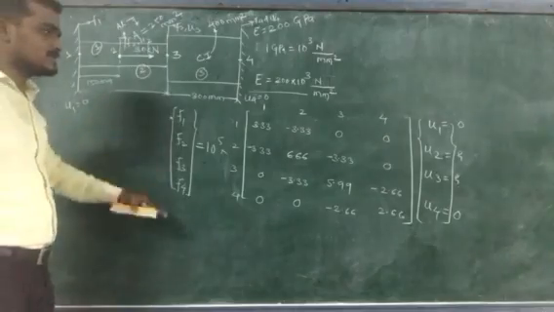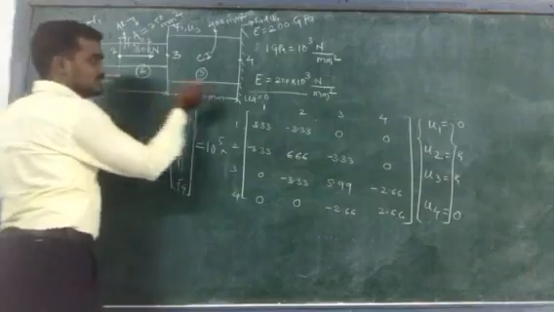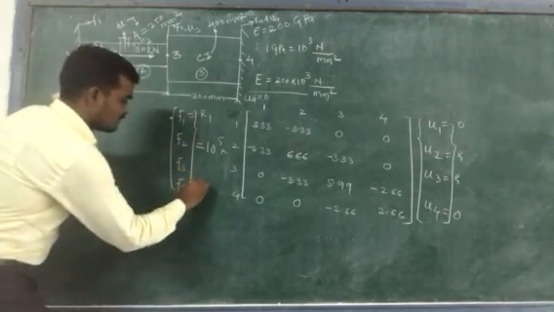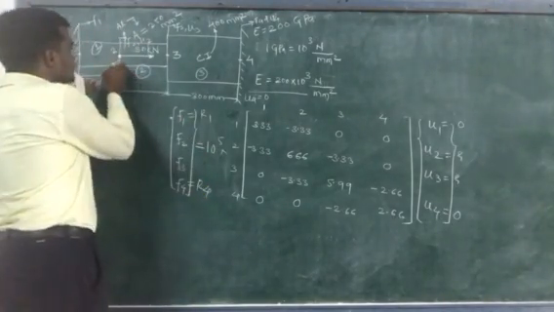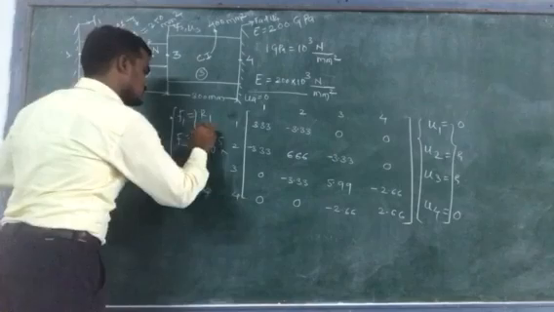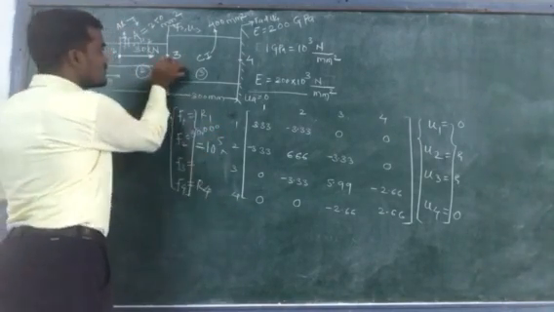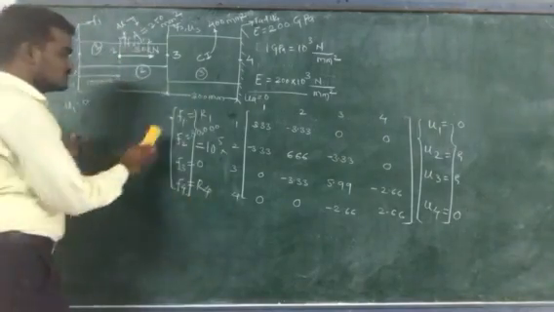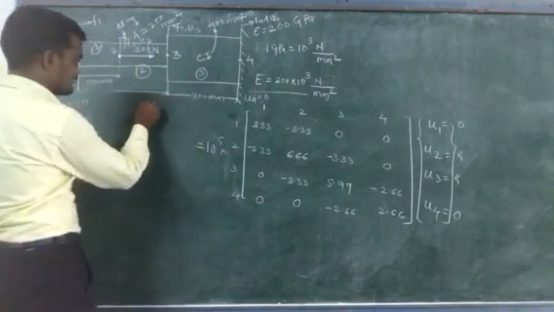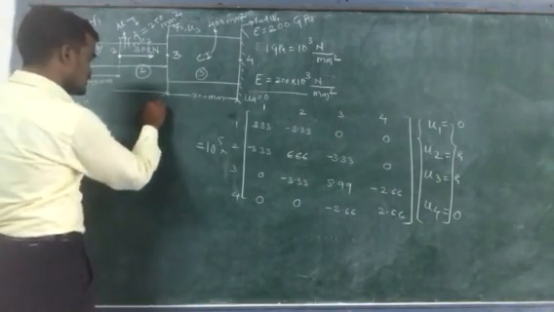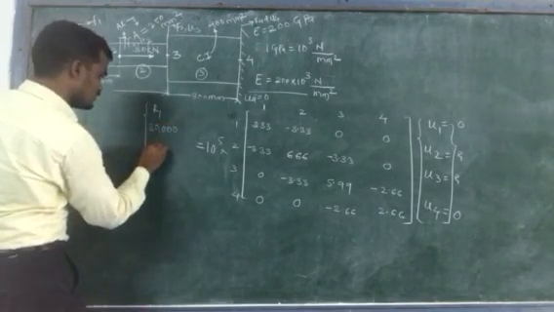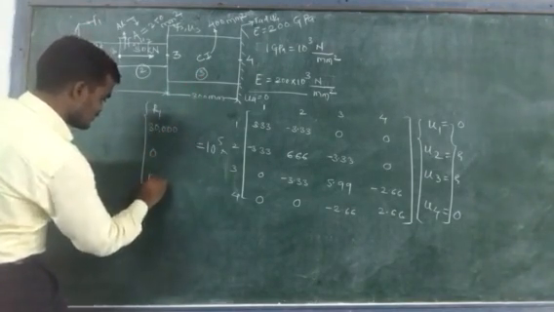Then next is what? Apply the boundary conditions for forces. As we know that this one is fixed, this is also fixed, so here we will get reactions. So F1 is equal to R1, F4 is equal to R4, and F2 is given as 30 kilonewton, means the value for F2 is 30,000, and the value of F3 is not given, so it will be equal to 0. So finally, your force vector will become R1 for the first node, 30,000 for the second node, 0 for the third node, and R4 for the fourth node.